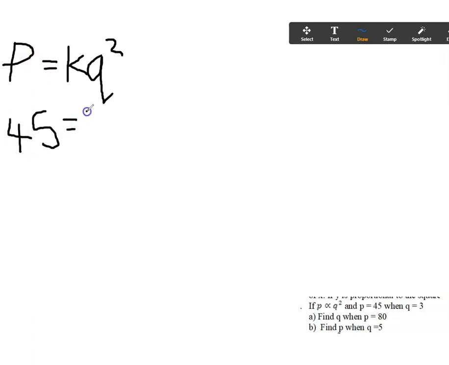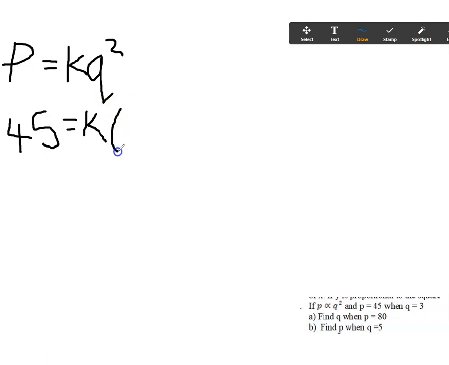So, seeing that P is directly proportional to Q squared, our equation is P equals KQ squared. Now we find K by substituting the pair that they give us, P equals 45 when Q is 3. So replace P with 45. Remember, we're trying to find K. So 1, general equation, 2, K, and then 3, proceed to solve what they asked for.